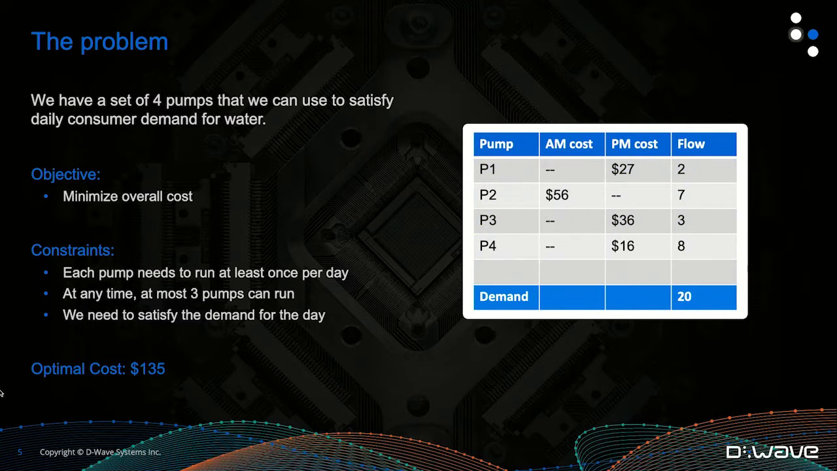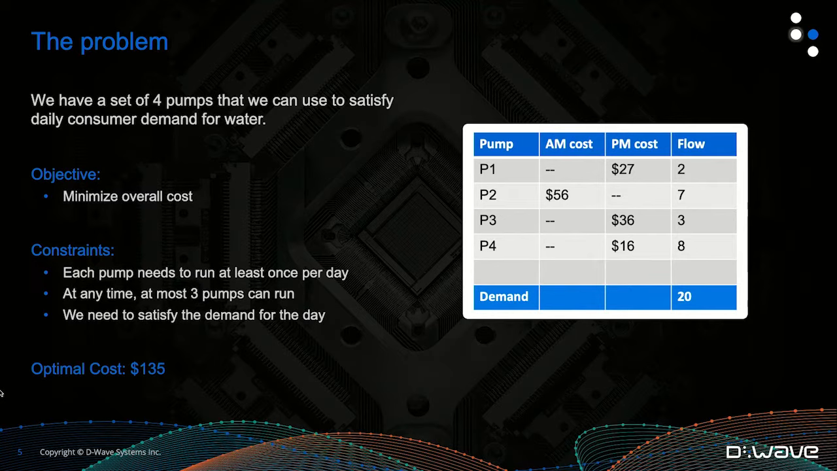For this problem, if you wanted to solve this optimally, the solution would be a cost of $135. You can now see this table on the right. You can see which pumps we're going to run when. So in the morning, we're going to just use pump 2 for $56. And in the afternoon, we'll use pumps 1, 3, and 4.